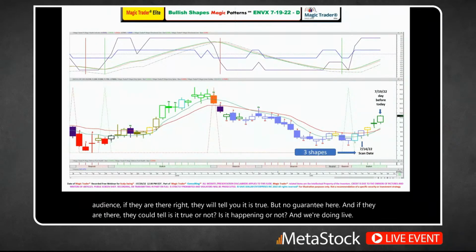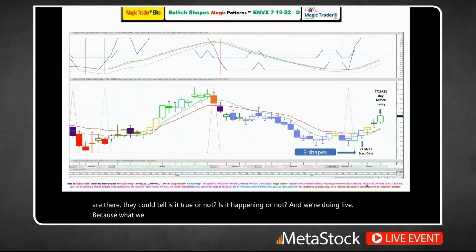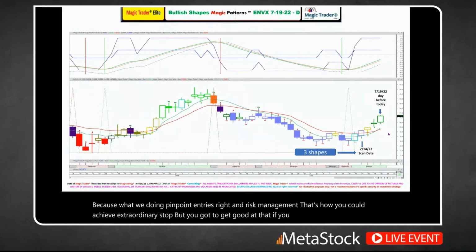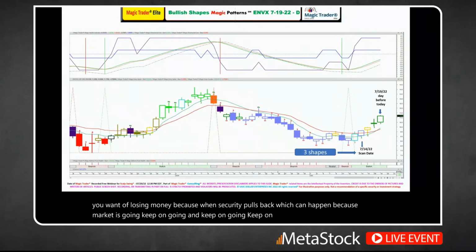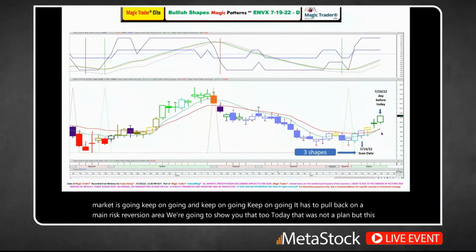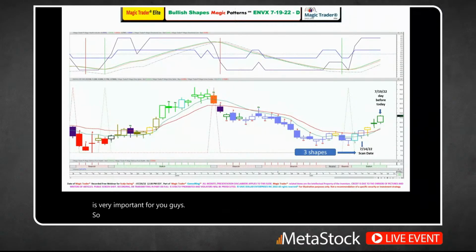Because what we're doing is pinpoint entries, right? And risk management. That's how you could achieve extraordinary stuff. But you have to get good at that. If you don't do risk management, you wind up losing money. Because when a security pulls back, which can happen because the market keeps on going and going, it has to pull back to a mean reversion area. We're going to show you that too today. That was not a plan, but this is very important for you guys. So I'm going to teach you a little bit about it.